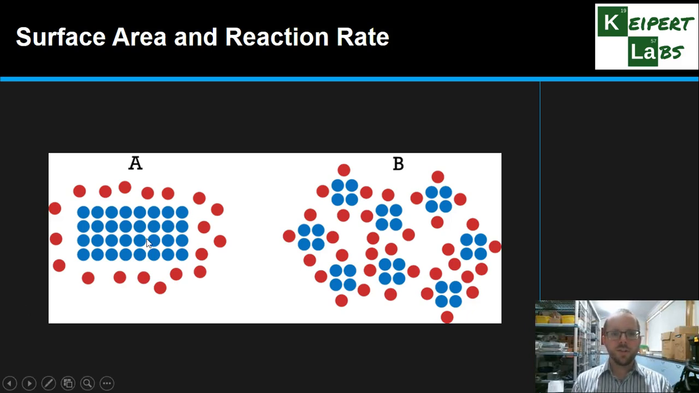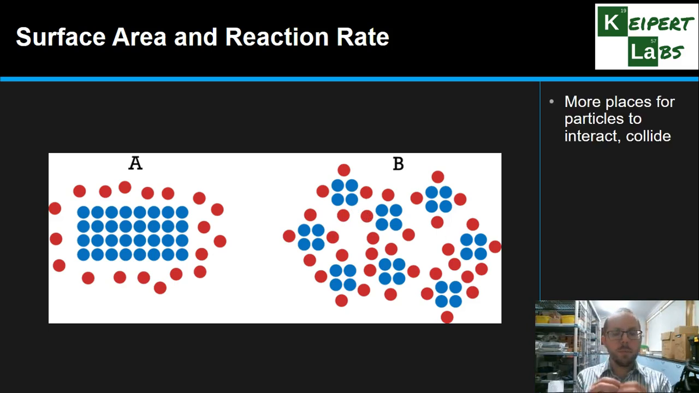Okay, I want you to imagine that we have the blue and the red are reacting particles. In A, you can see all the blue particles are stuck together. In B, they're clustered into smaller chunks. The idea is that when we increase the surface area, when we break up the substance into smaller pieces, there are more physical places for those particles to interact and collide with each other.